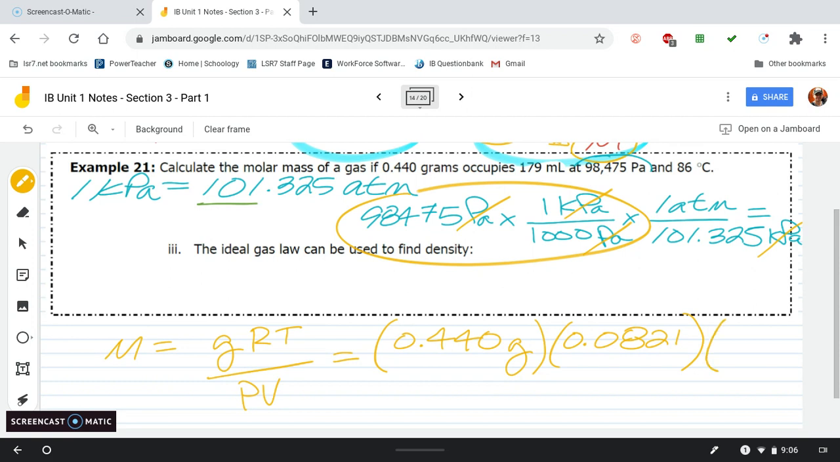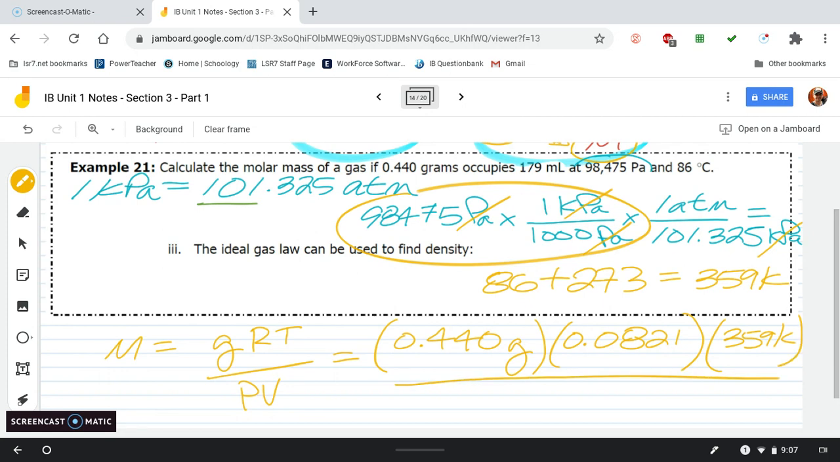And then my temperature, okay, so let's make sure we convert that, right? So 86 plus 273. A lot of times I write that directly in there, but that's really just up to you. So 359. Sometimes I write it in right when I'm writing this, but no space. So let's just do it like that.